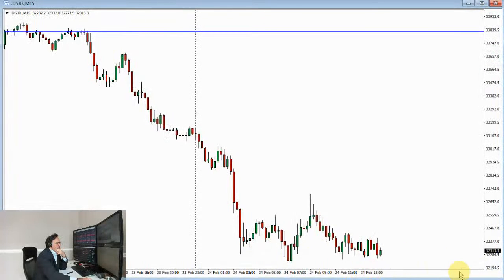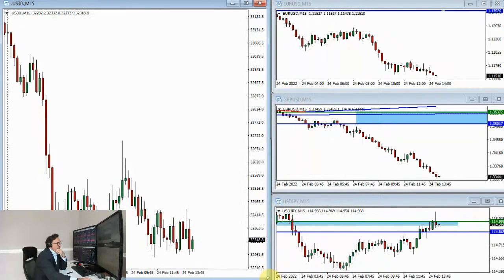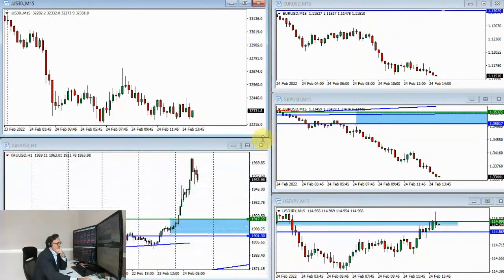So we are at the open now. So look, very little movement here with gold and oil.